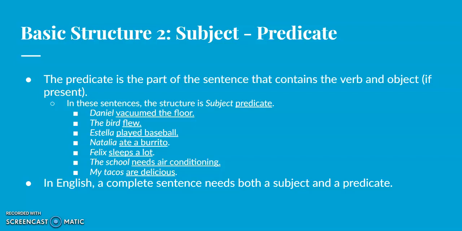I took our same sentences from before and re-diagrammed them to show the subject and the predicate. As you can see, the predicate in these sentences is just the verb and the object combined. In these simple sentences, a subject and predicate is all that is required for the sentence to be complete. We'll look at more complex sentence structures in Lesson 6.